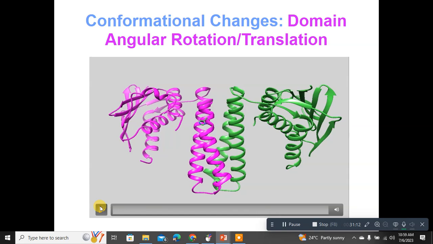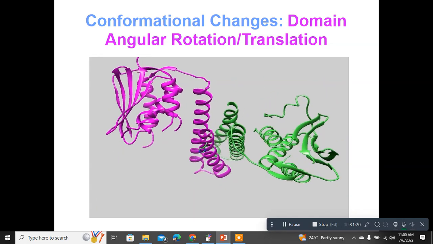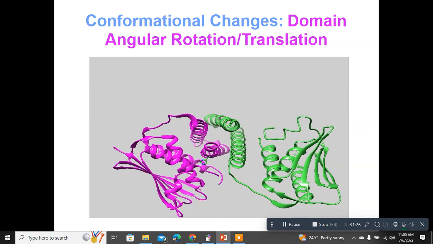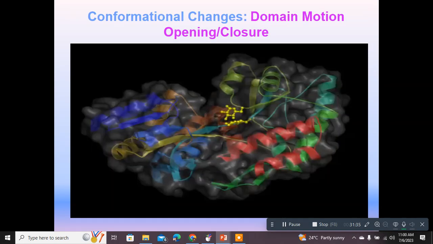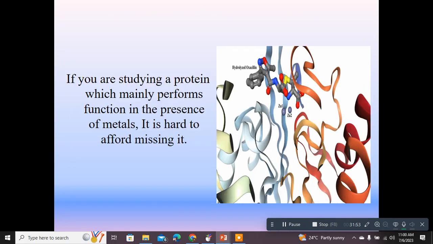This is a complete conformational movement where the domain performs angular rotation. You see again. So this was part 3. Before, we discussed that proteins perform these six functions: by oligomeric state we have covered, by cofactor or transitions, by methods we have covered, by conformational changes we have covered. Now we will cover protein-protein interaction.